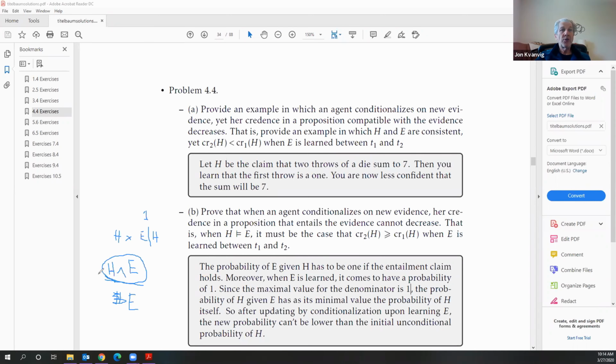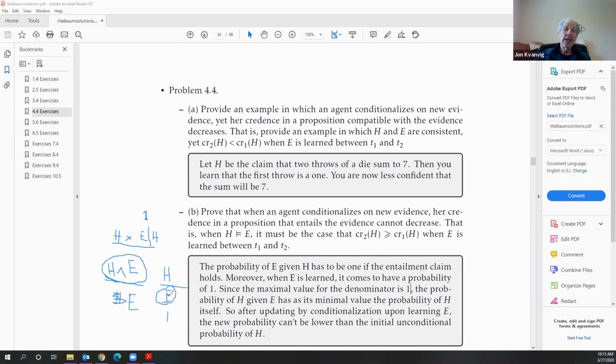So by the ratio formula, the probability of H given E is H and E over E. The conjunction at the top is H times E given H. The probability of E given H is 1. So what we end up with for the conditional probability in this special case is the probability of H over the probability of E. Now the maximal value for the denominator is 1. And that's what E comes to have when you learn it.